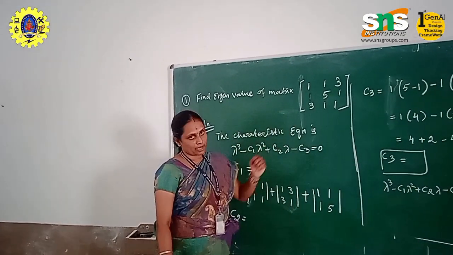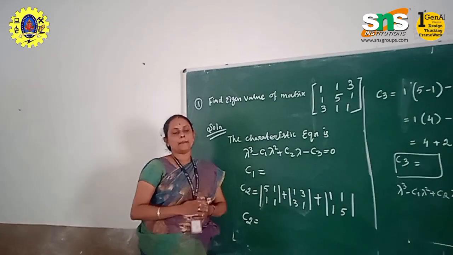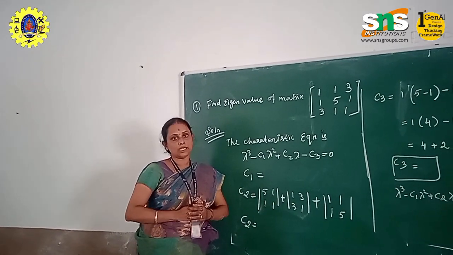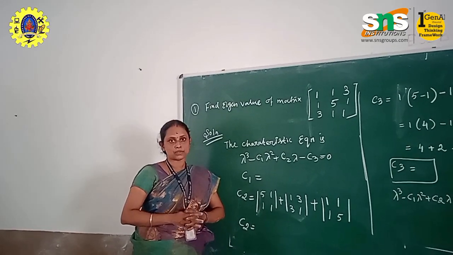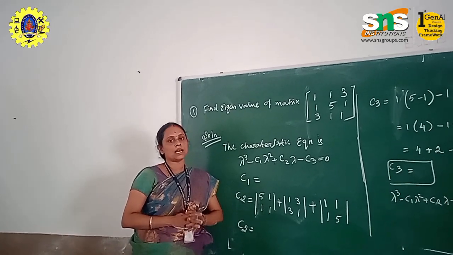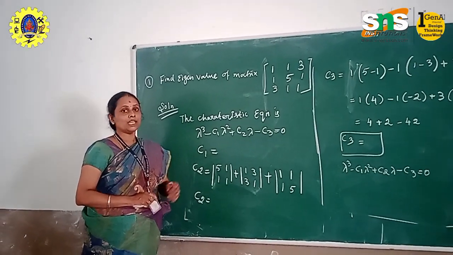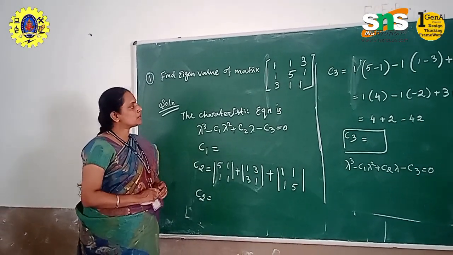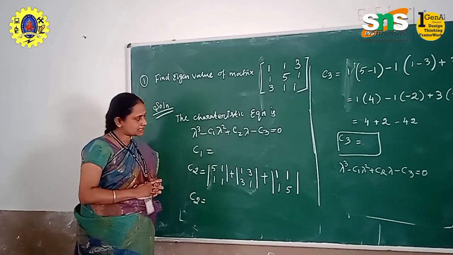In this 3 cross 3 matrix, eigenvalues are used in mathematics for solving linear differential equations, and in engineering for modal analysis and system analysis. Now we have to find the eigenvalues of the 3 cross 3 matrix. For this, we have to find the characteristic equation.